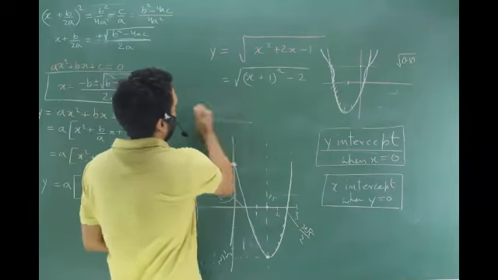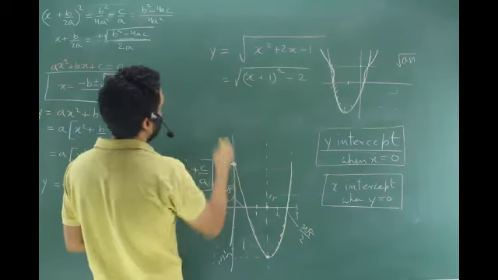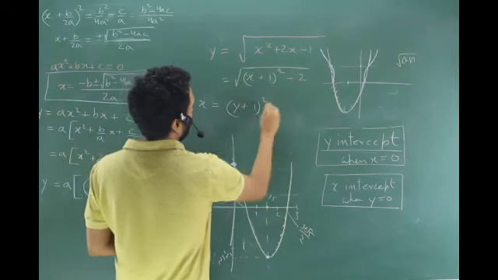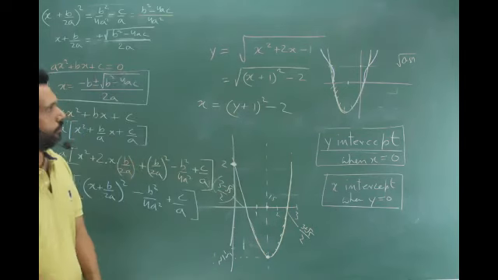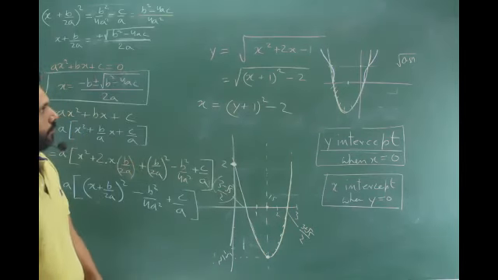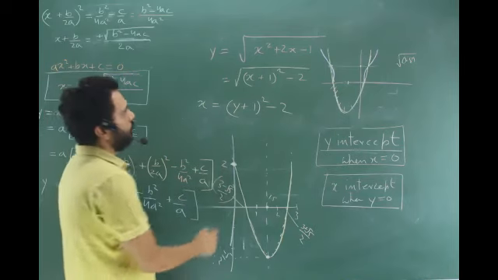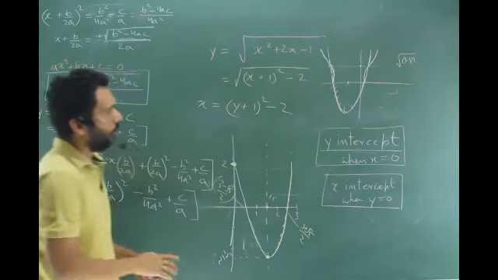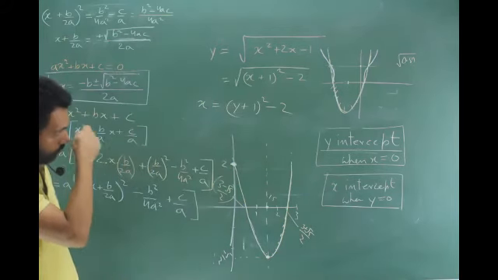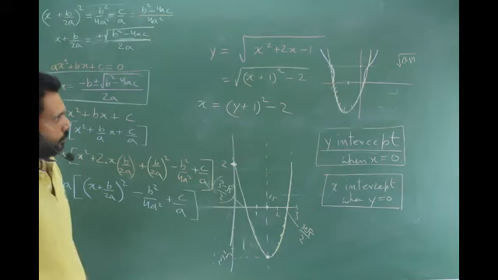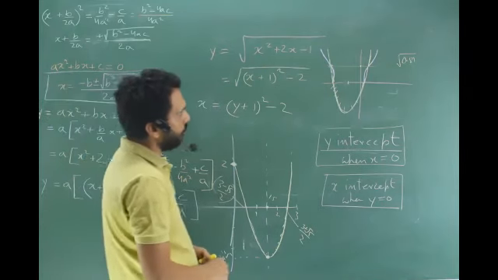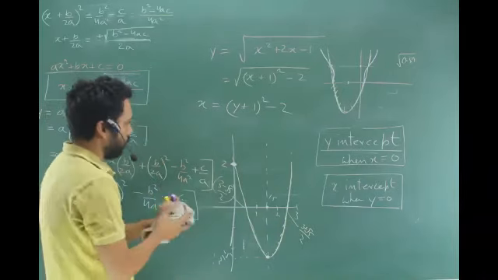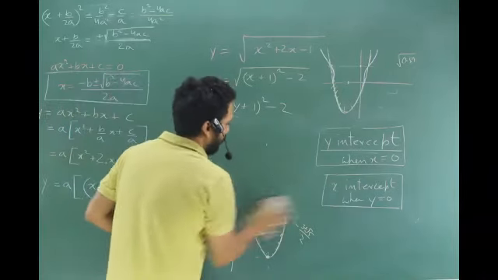Like if the graph was x is equal to y plus 1 the whole square minus 2. How is the graph? Instead of x I put a y. Instead of y I put a x. How is the graph? The graph is horizontal. Everybody, how is the graph? What is the graph like?